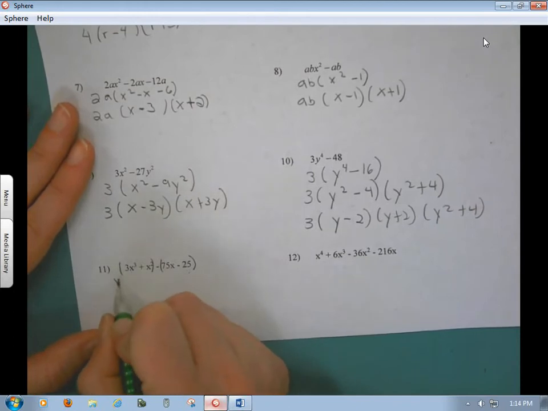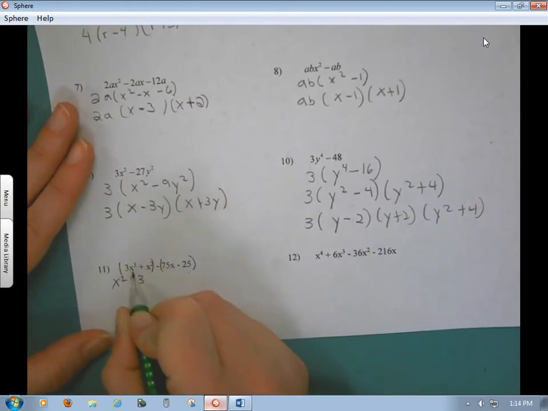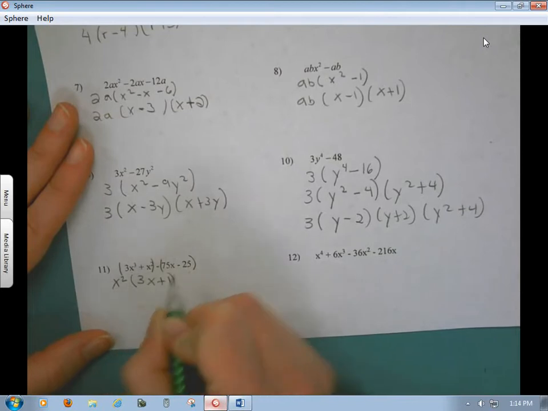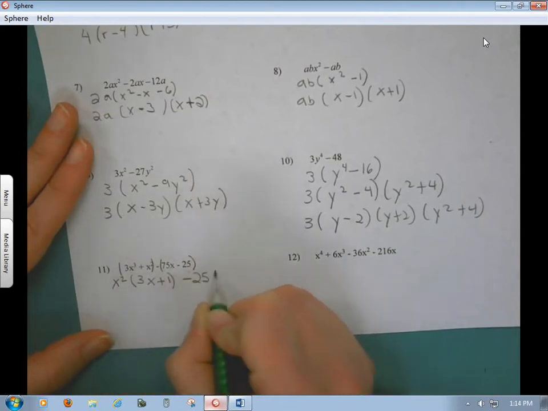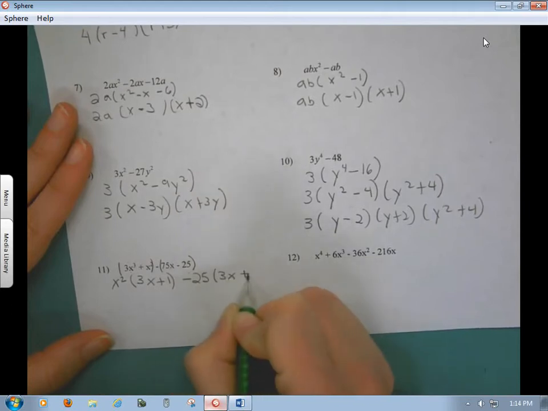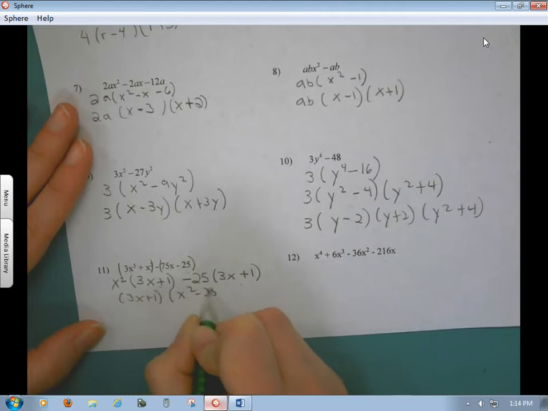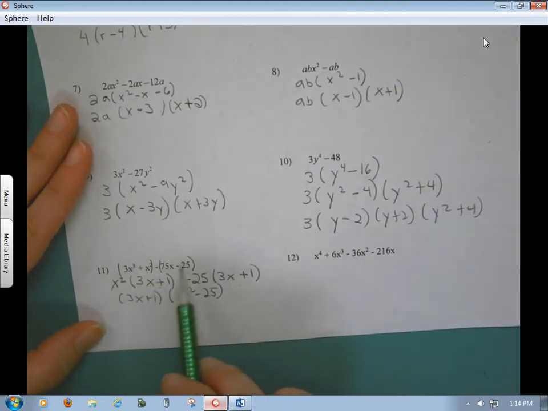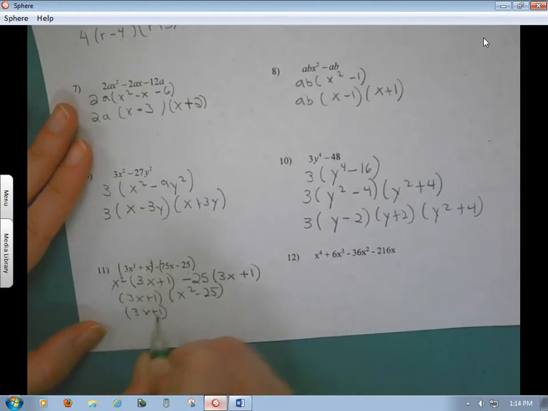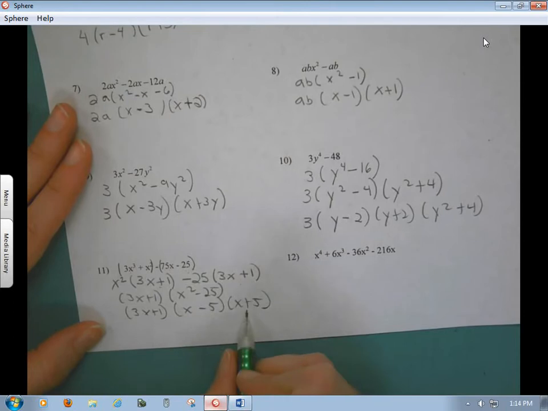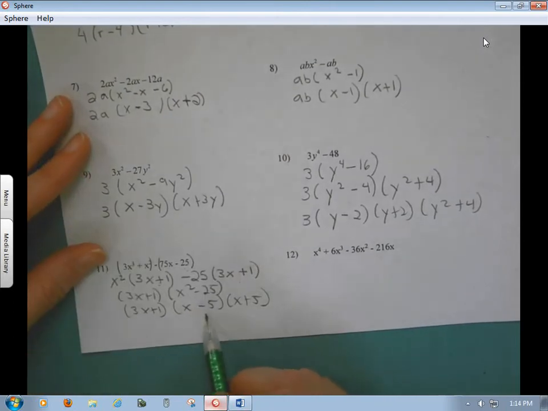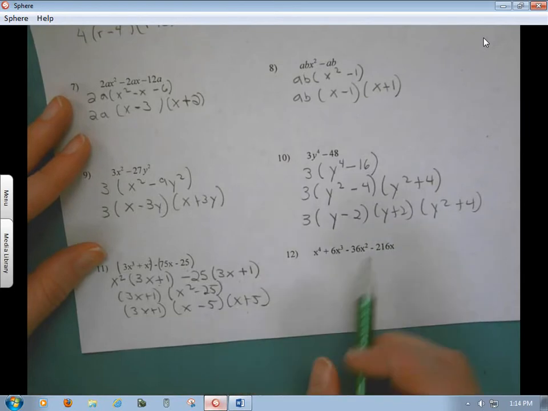So I'm going to take out an x squared, and I'm going to get 3x plus 1, and take out a negative 25, and I'm going to get a 3x plus 1. I'm going to factor that out and get 3x plus 1 times x squared minus 25, which, remember, is one of the ways I suggested you group in the beginning. Then I'm going to factor the difference of 2 squares. And then I'm done. So 3x plus 1 times the quantity x minus 5 times the quantity x plus 5. Now, number 12 is kind of long.